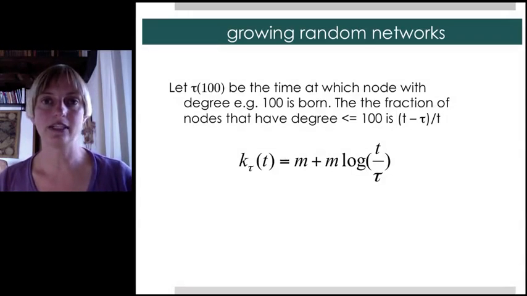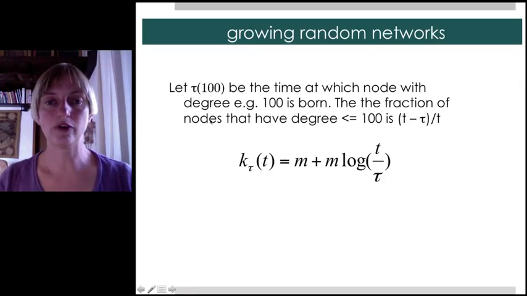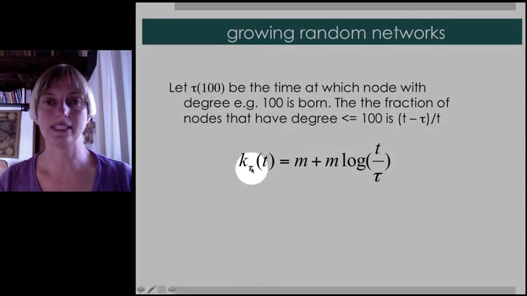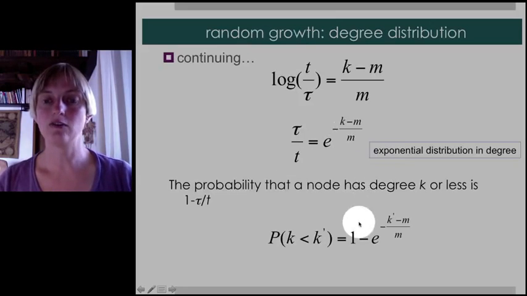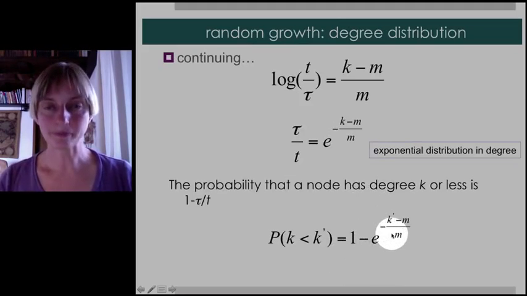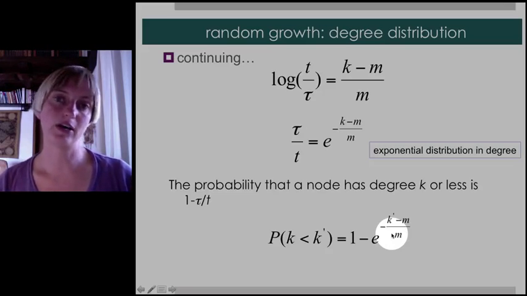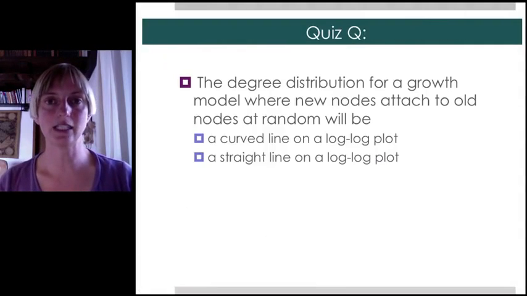And we have the solution for the degree of a node that was born at time tau from before. So we're just going to solve for tau from this equation and derive an exponential distribution for the degree of the nodes. So given that this is an exponential distribution, what I'd like you to answer is, what do you expect this degree distribution to look like on a log-log plot? Is it going to be a curved line or is it going to be a straight line?